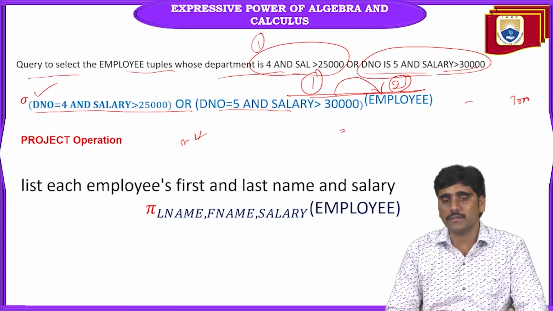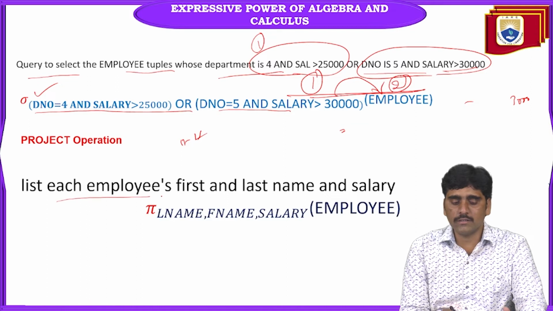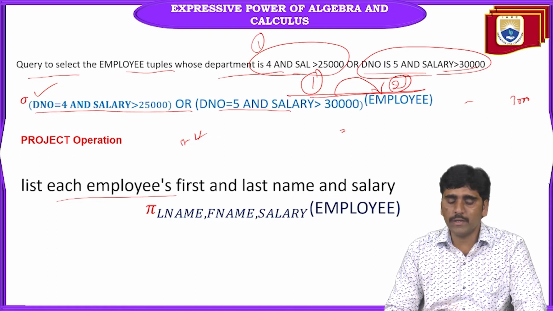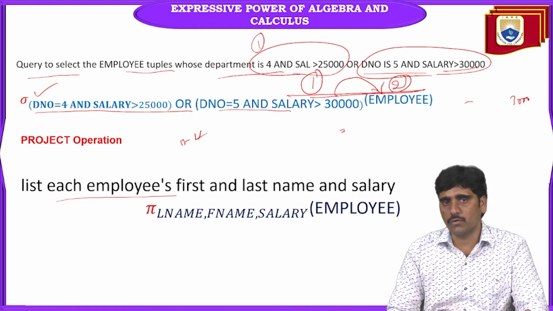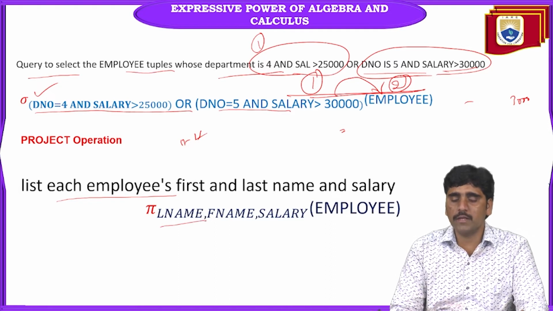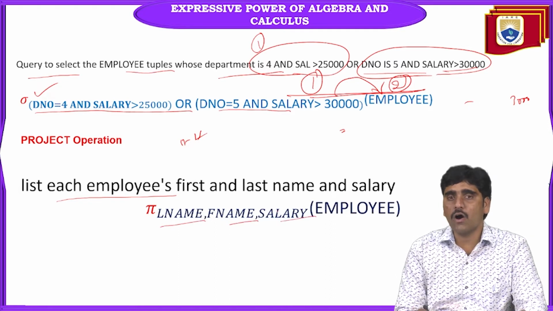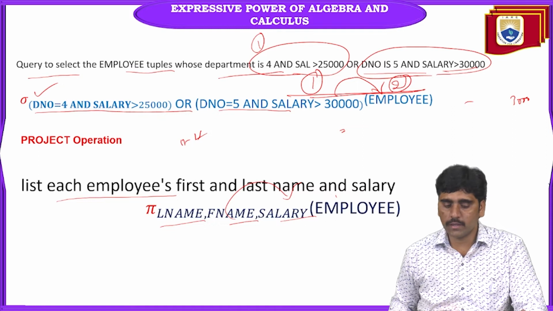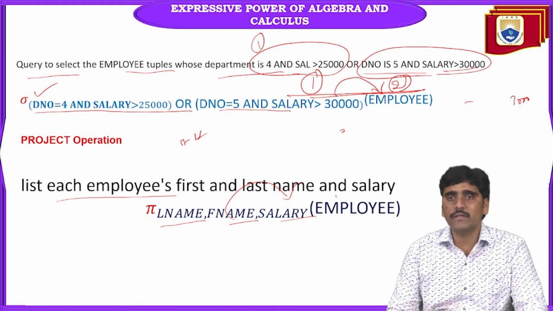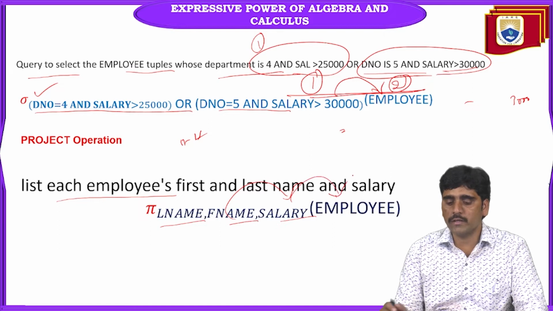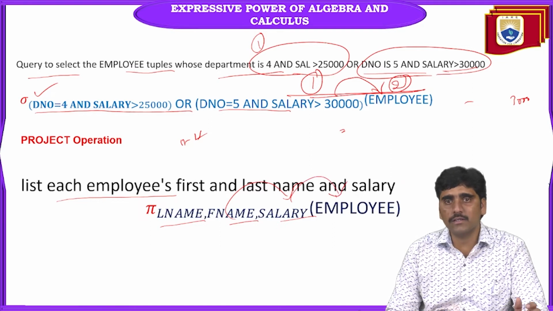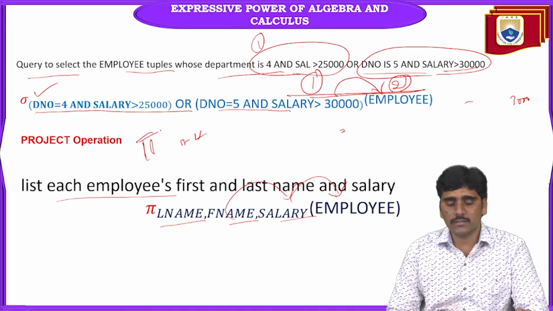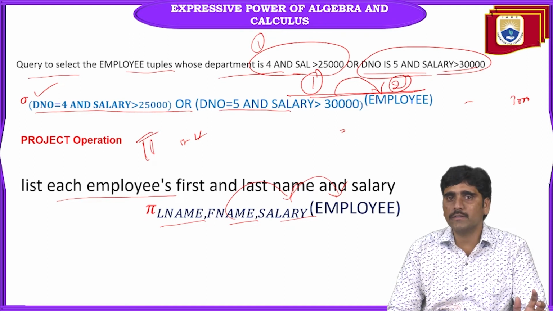So next one, the project operation. In this, list each employee. We are writing the projection operation for projecting particular values. That means what are the things I need to display from the table. So I need to display the last name, first name, and salary of each employee from the employee table. So how can I write this in the unsafe query? I am writing it with the pi symbol. That is nothing but the projection operation or project operator.